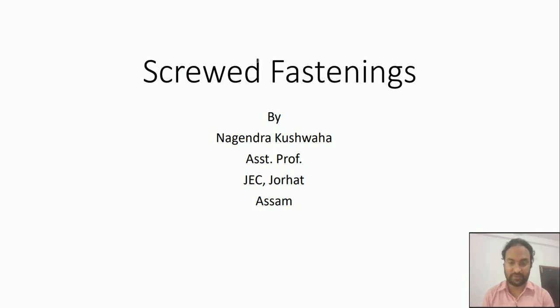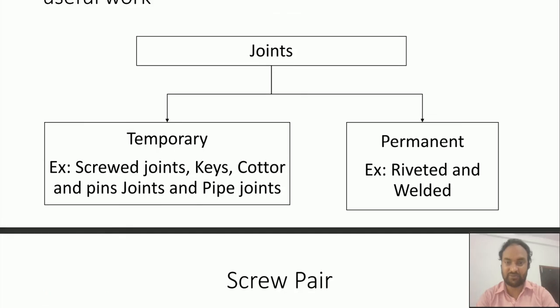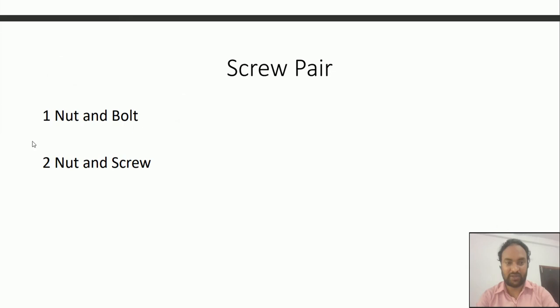So here I am with the new video and today we will discuss the remaining part. Last time I discussed types of machines and types of joints, and then I discussed screw pair, nut and bolt, and then nut and screw, which remain to be discussed.